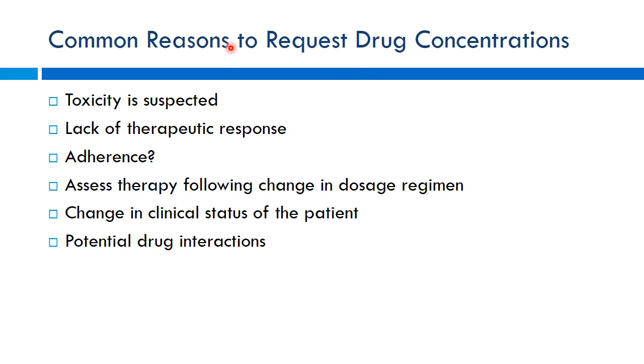All right, so other common requests for drug levels: if toxicity is suspected, or if you think there's a lack of therapeutic response. So if you've given an antibiotic and the patient doesn't appear to be improving, that might be an indication to check for adherence. If you're assessing for changes in a dosing regimen, so you change a dose, oftentimes that will be an indication to get another level to see where they're at. Or you see a change in the clinical status of the patient, or any potential drug interactions. These are all really good indications to get a drug level to figure out what's going on with that drug.